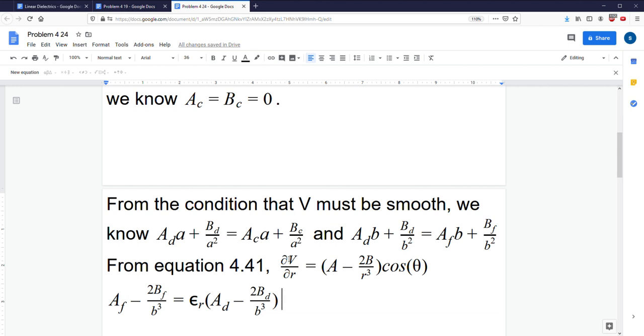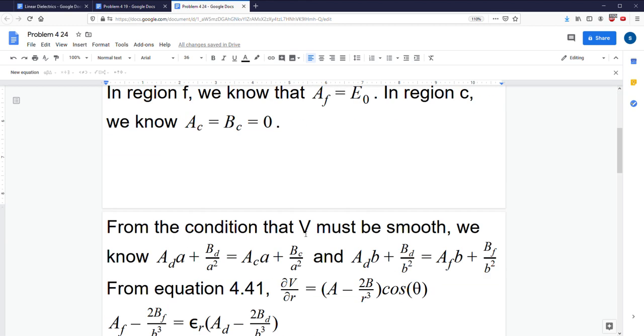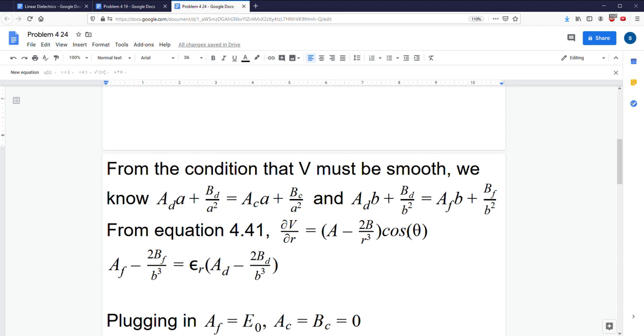Now, because we're dealing with spheres, the n is the radial component, so n is r. So we can calculate dV/dr from this formula right here. A times r becomes A, B over r squared becomes negative 2B over r cubed, and cosine theta is unaffected. So the dV/dr for free space should equal dV/dr times epsilon r for the dielectric. Both terms have a cosine theta, so I have ignored it and written this equation.